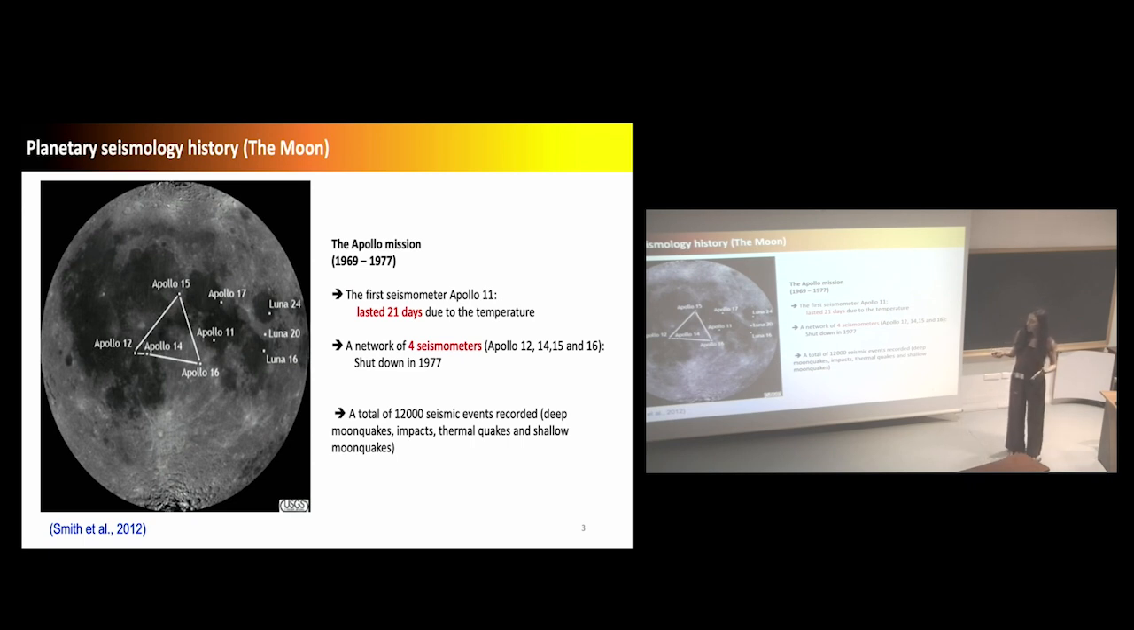So we were able to have a few groups, like impacts, that we don't actually observe on Earth. They also have shallow quakes, deep moonquakes, thermal quakes. At this time, there is no clear explanation, for example, for the origin of the deep moonquakes and the shallow moonquakes. However, till today, we still see some publications made with this amazing data.